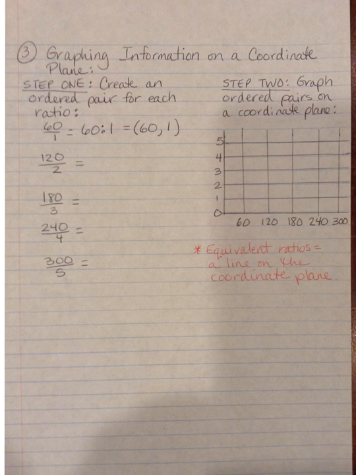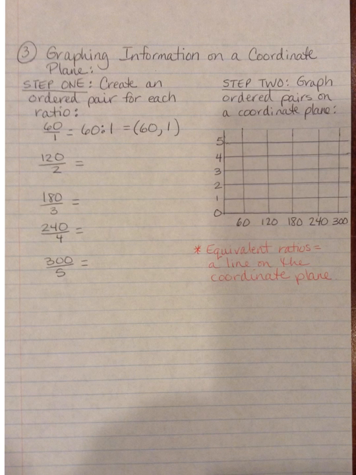Okay, in box 3, we're going to talk about graphing information on a coordinate plane. Remember, a plane is just a flat surface in space. And so a coordinate plane is where we use coordinates. We use an x-axis and a y-axis. The x-axis goes across and the y-axis goes up and down.